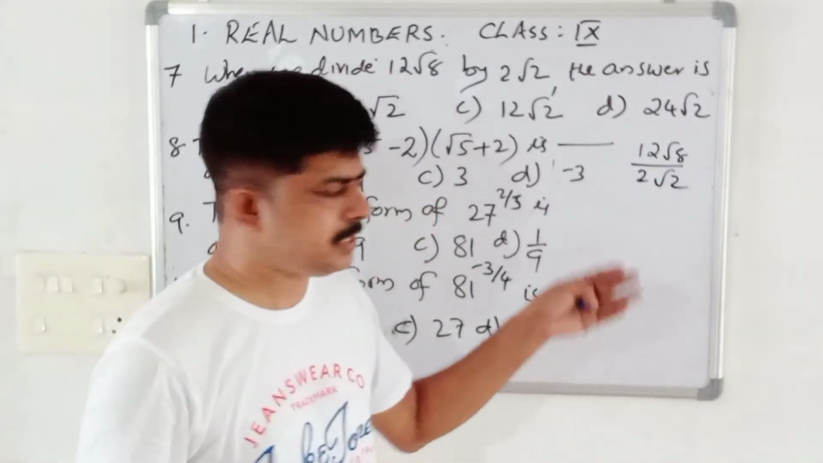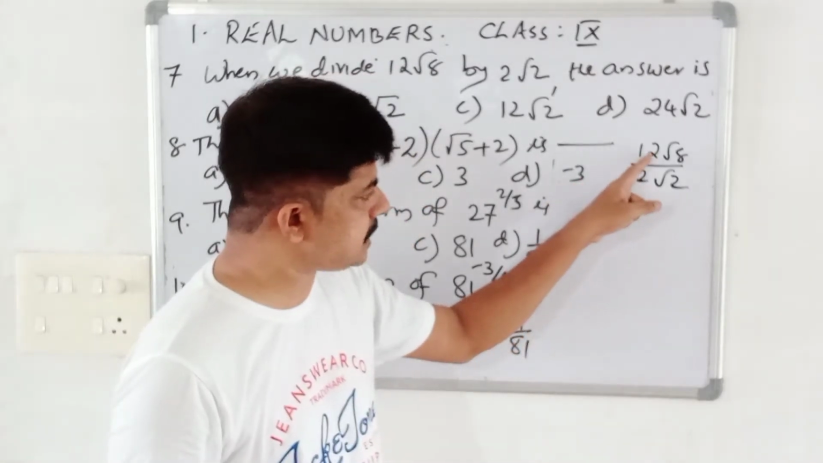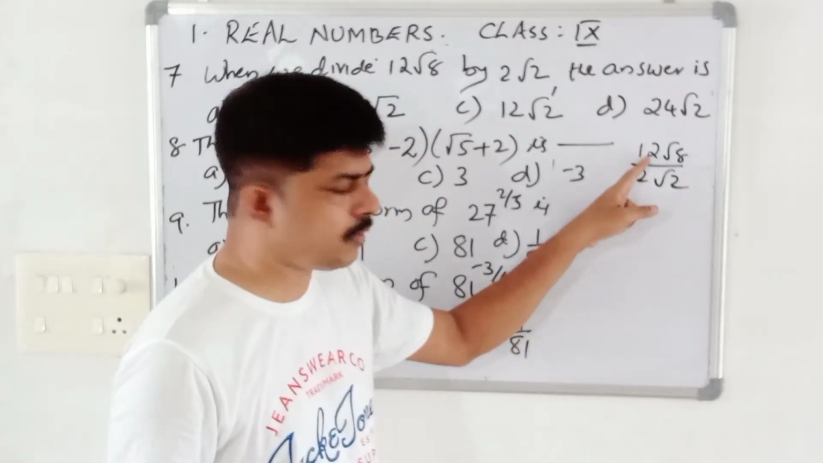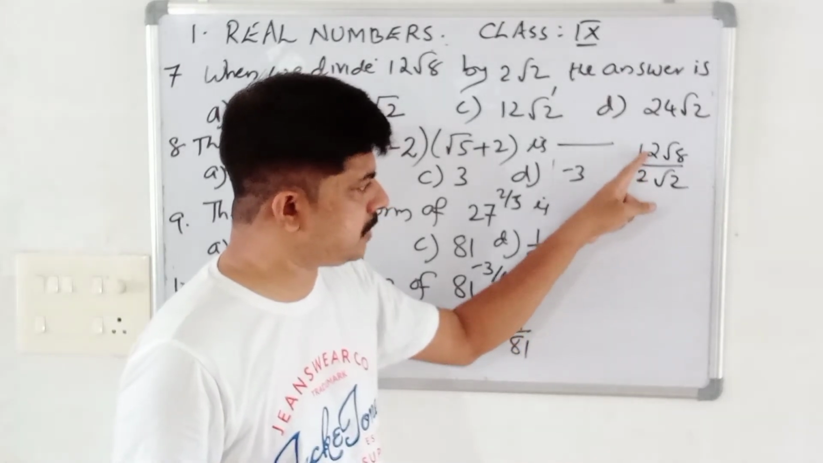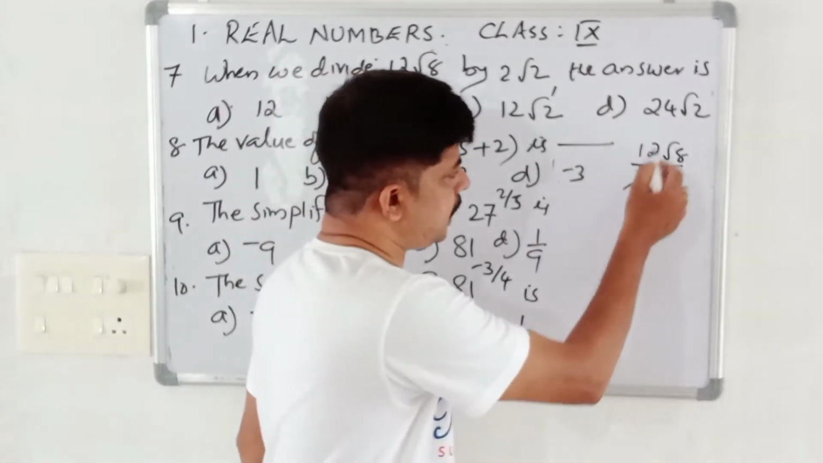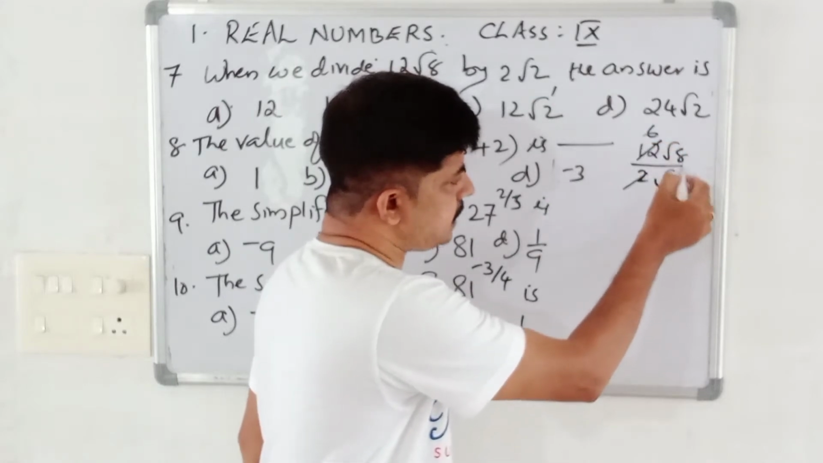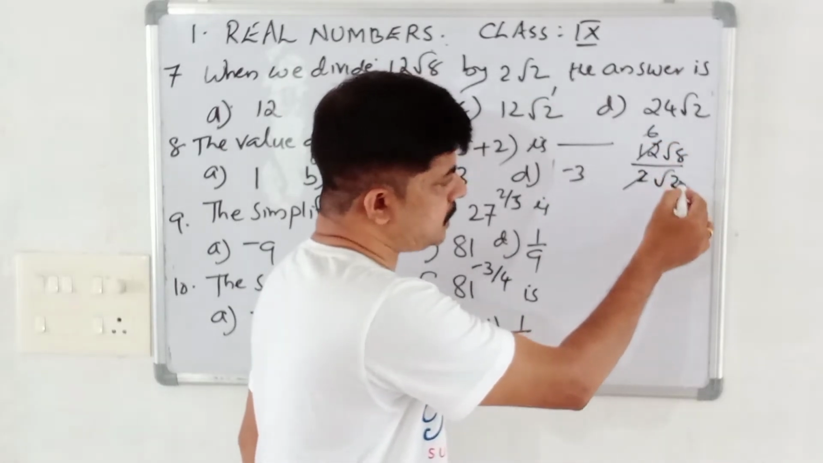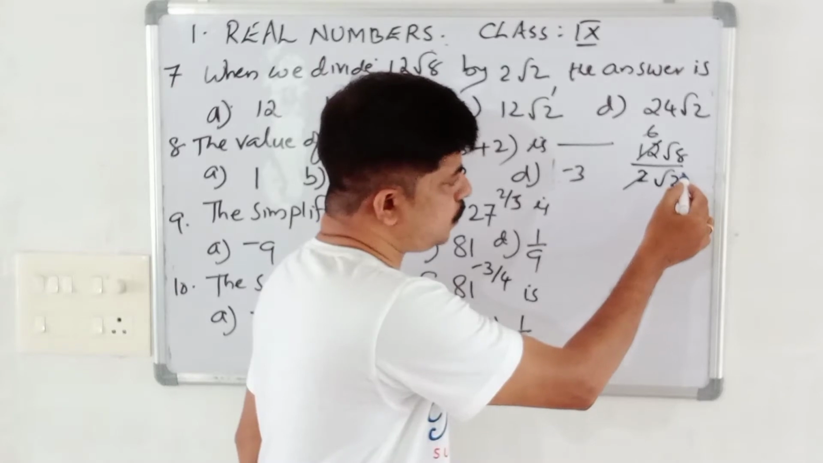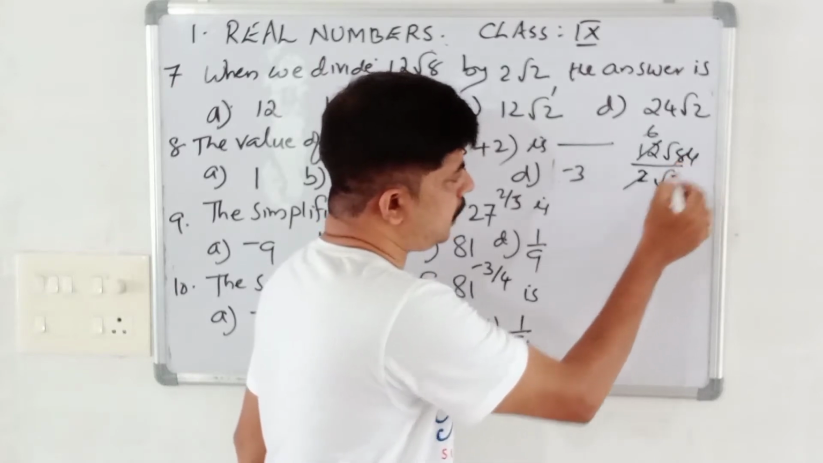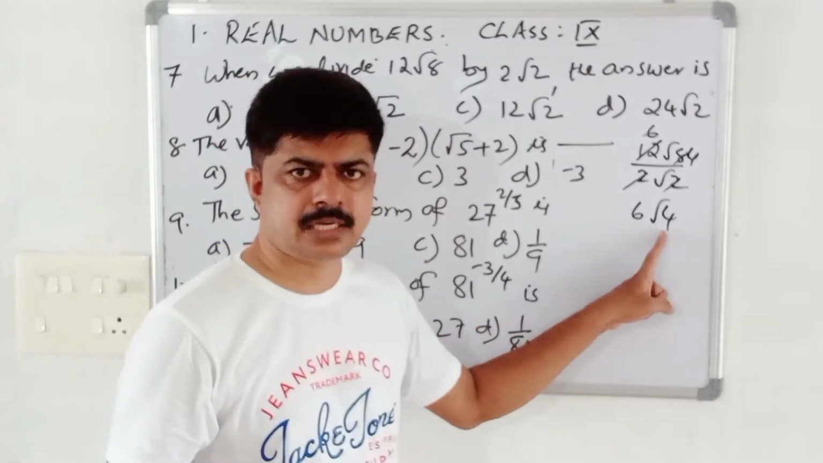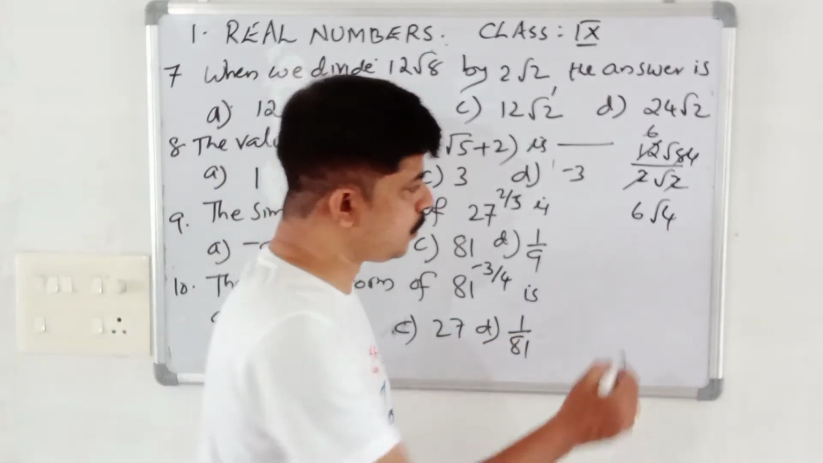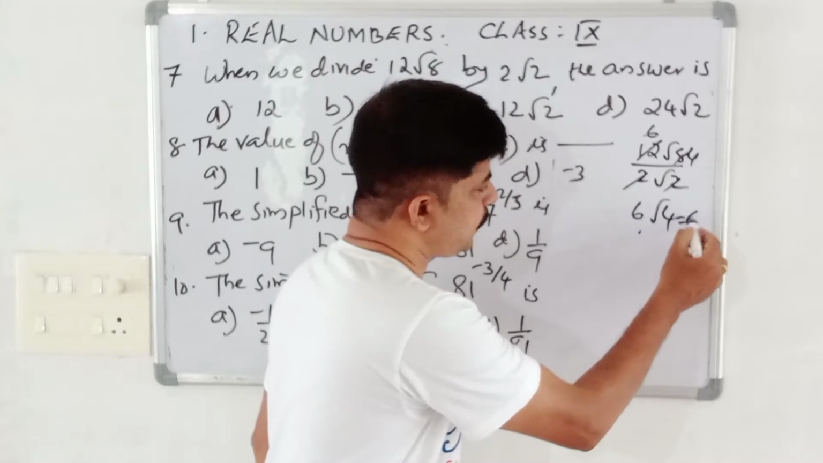When you simplify it, make sure that you simplify the rational coefficients together. Here 12 is the rational coefficient. Here 2 is the rational coefficient. This can be cancelled, 2 goes into 12 six times. Again, these are the irrational parts. We can write root 8 divided by root 2 as root 4. Therefore, 6 root 4 is the answer. Root 4 is a rational number. What is the root form of root 4? 6 into 2.